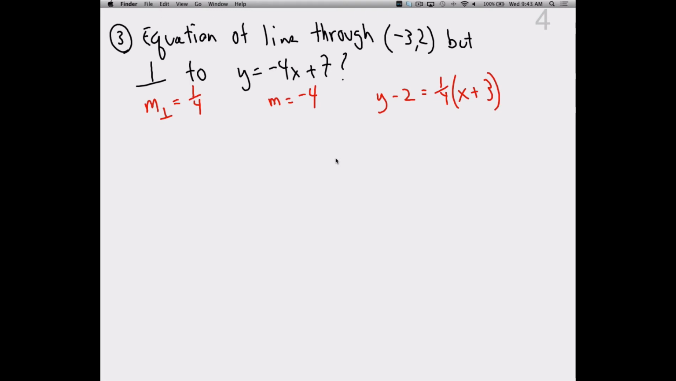Again, you don't like that form? Convert it. Question? Did you leave the answer like that? That's it. Done. Don't do any extra work, unless the problem says give your answer in slope-intercept form. But that works just fine.